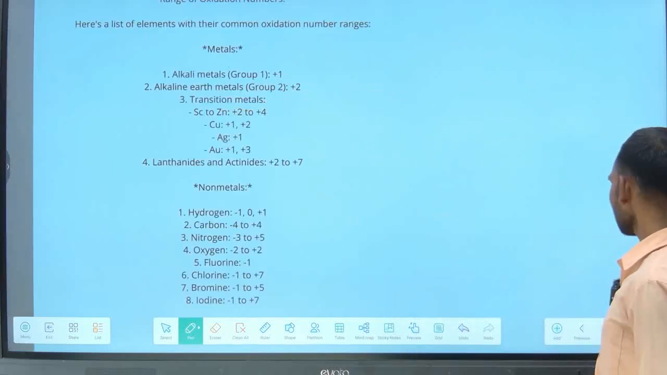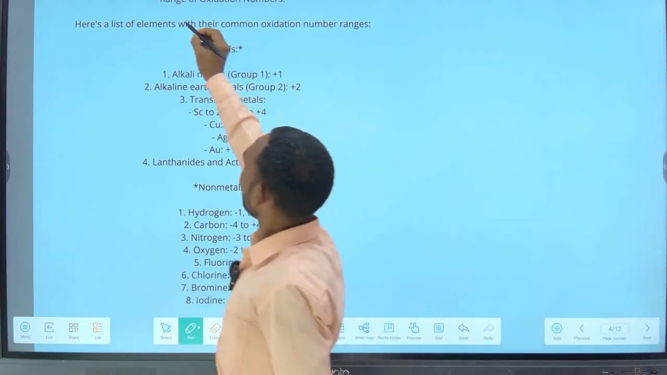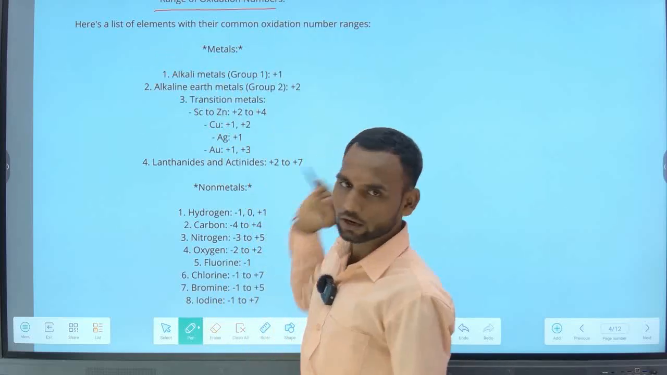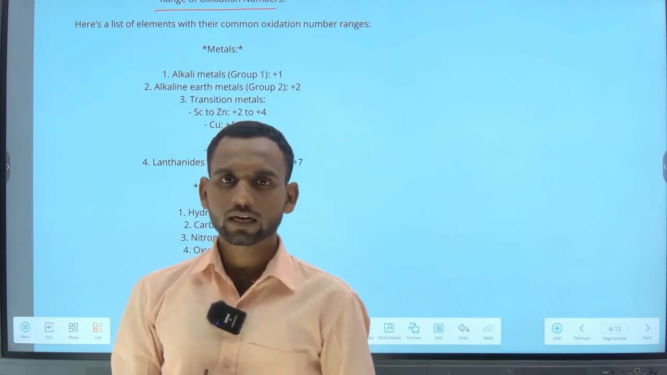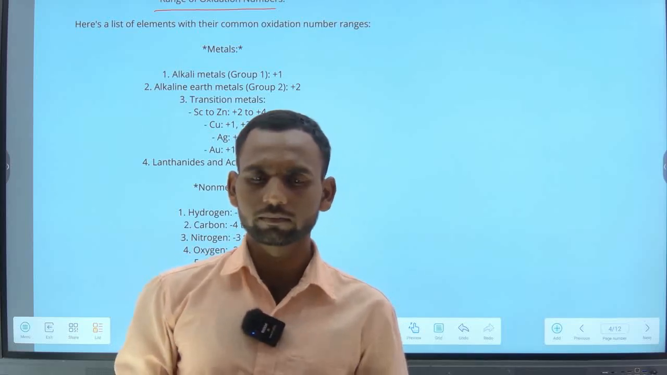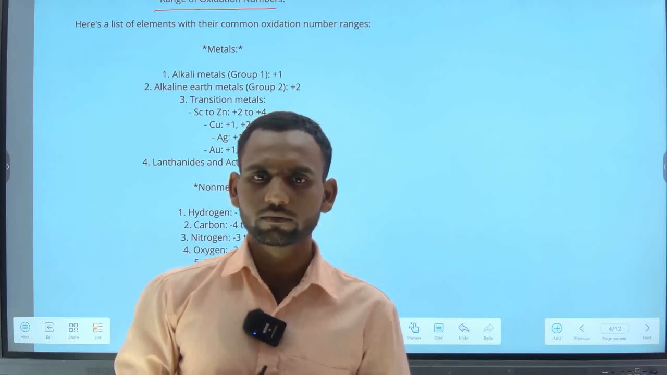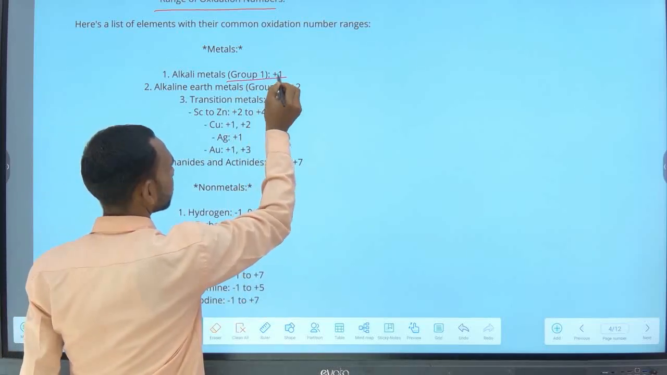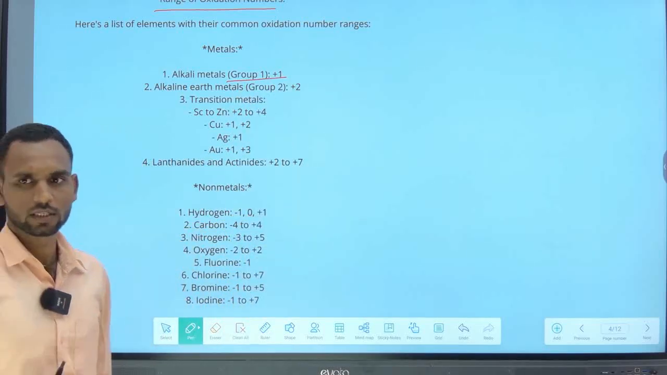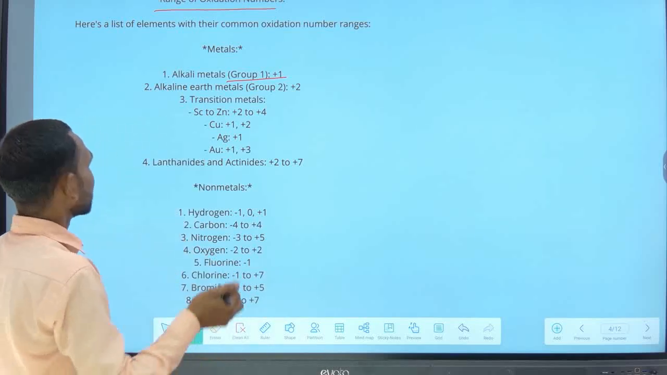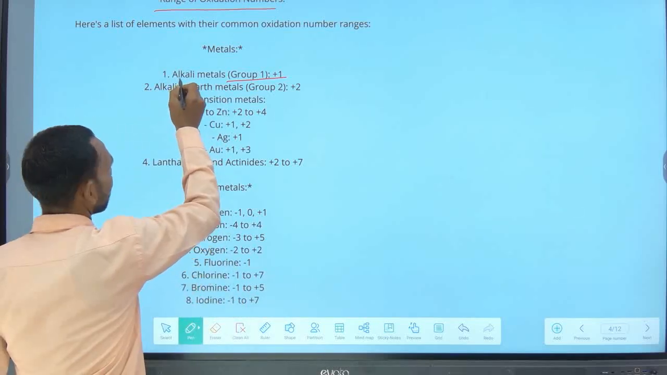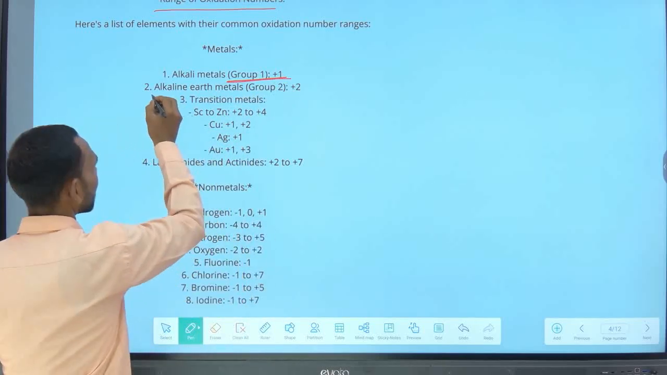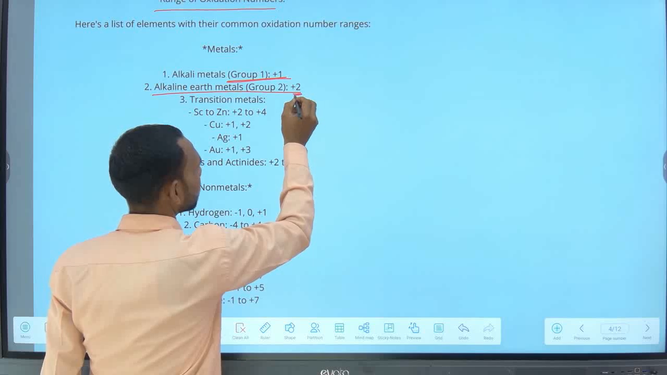Next, the range of the oxidation number. Here is the list of common oxidation numbers. Metals and non-metals in the periodic table are different types of elements. First, alkali metals. Alkali metals in the first group have the +1 oxidation state. This is a short form for learning chemical reactions. Alkali metals have +1. Alkaline earth metals have +2.